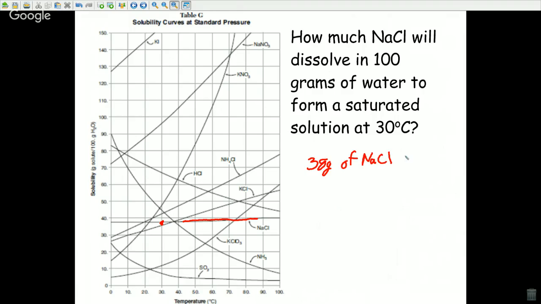And normally they give you a range of plus or minus 1 or 2. So if it was plus or minus 1, you take an answer from 37 to 39. If it's plus or minus 2, then it would be from 36 to 40.